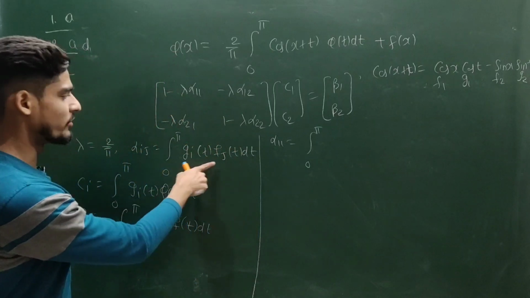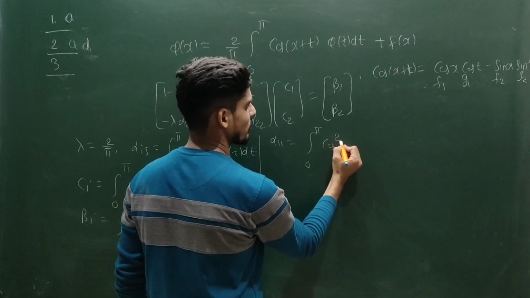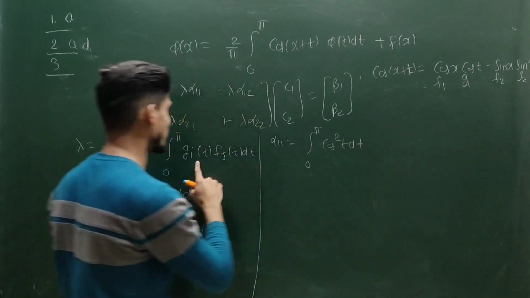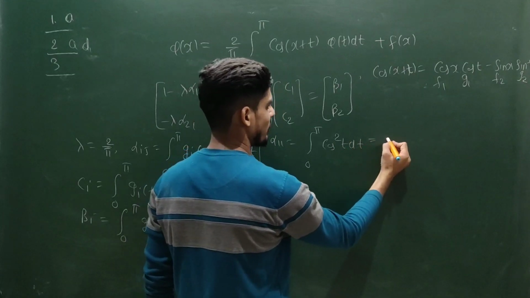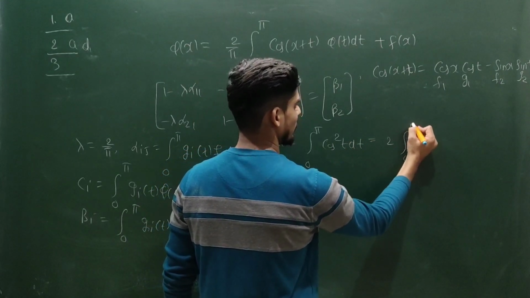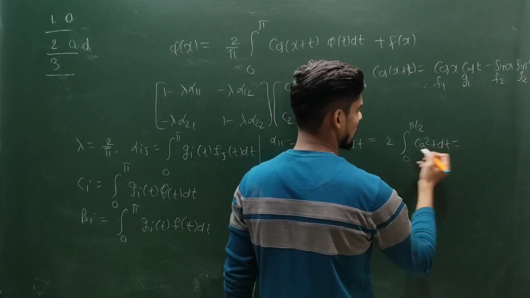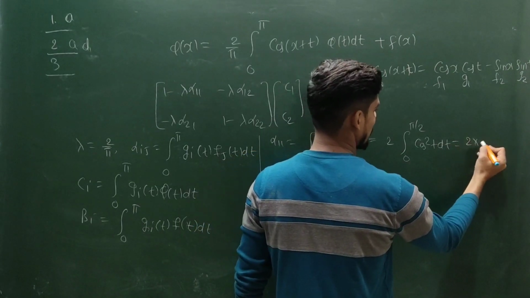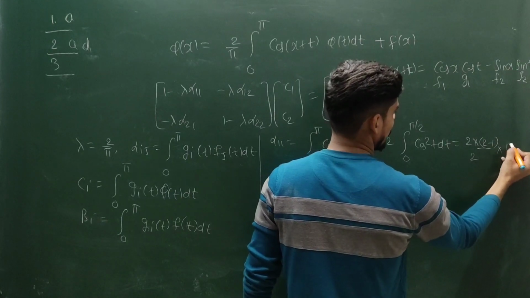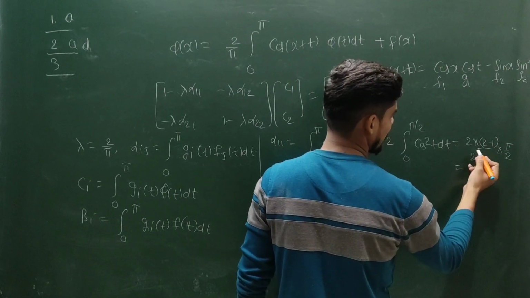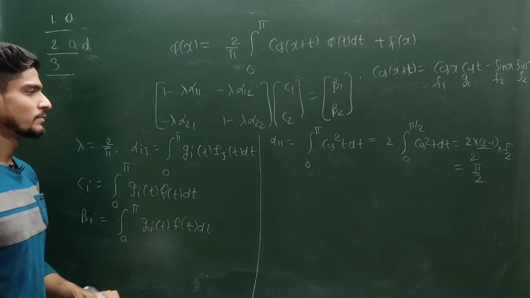This will be G1 F1. My G1 is cos, F1 is cos, so this will be cos square t dt. If I solve this, then I will be having 2 times integral 0 to pi by 2 of cos square t dt. You can solve this easily. 2 times, this is 2 minus 1, this is 2 into pi by 2. So I will be getting pi by 2. So this is my pi by 2.